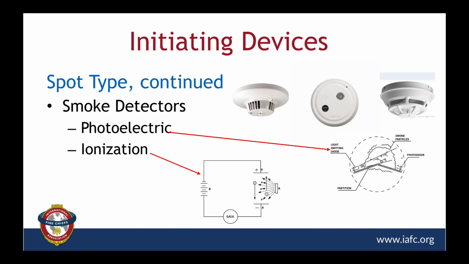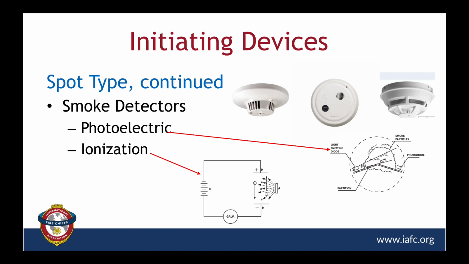The smoke chamber of an ionization device has a small amount of radioactive material called americium. I should point out that this very, very small amount of americium really poses no threat to life or property. This radioactive material ionizes the air, rendering the air inside the chamber conductive. Because the air is conductive, it permits current flow between two metal plates located in the chamber.